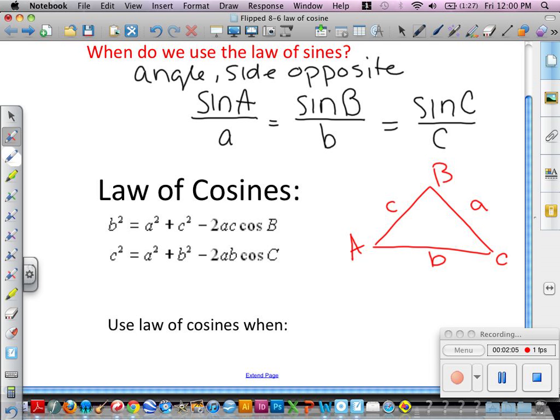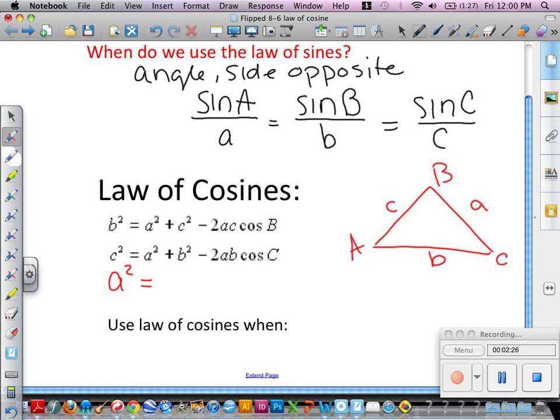Notice that I have not written an equation yet for a squared. Looking at that pattern, why don't you pause the video here and see if you can write the equation if you were looking for the side a. So a squared equals, pause the video and fill that in.